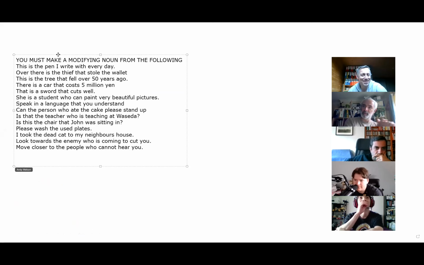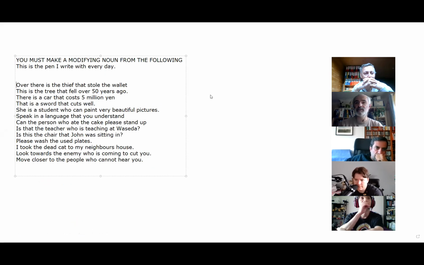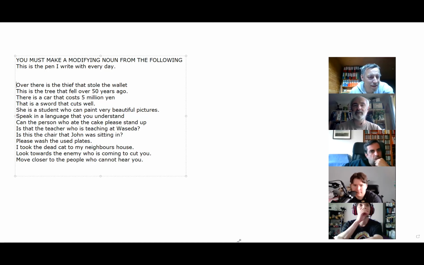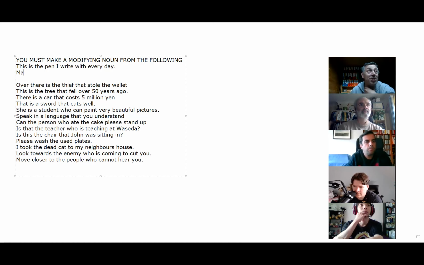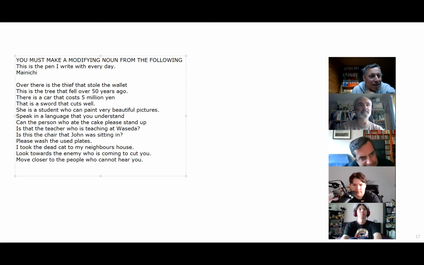Okay, so with all of these examples, of course, you can probably say some of these without using a modifying noun, but that's not the point. I want you to use a modifying noun. So we'll start with Tom. This is the pen I write with every day. I would start with mainichi. The noun is pen, but I need the verb before it. This is the pen, I write it every day.